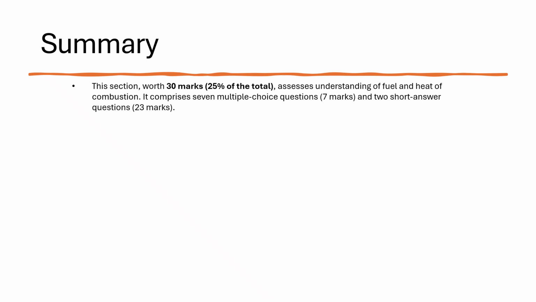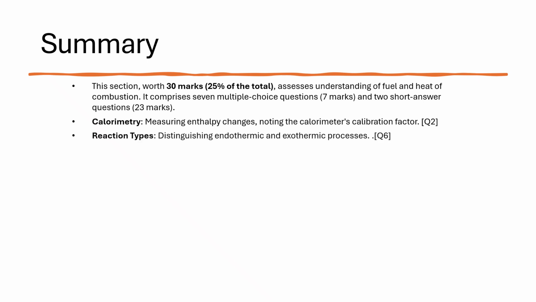This section, worth 30 marks, 25% of the total, assesses understanding of fuel and heat of combustion. It comprises 7 multiple-choice questions, 7 marks, and 2 short-answer questions, 23 marks. Calorimetry, measuring enthalpy changes, noting the calorimeter's calibration factor. Reaction types, distinguishing endothermic and exothermic processes, gas laws.